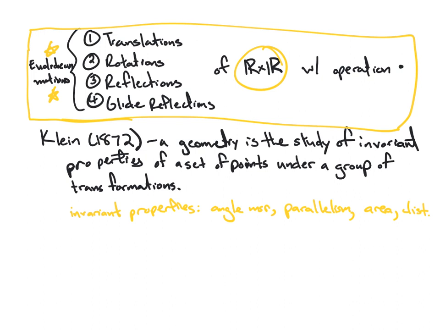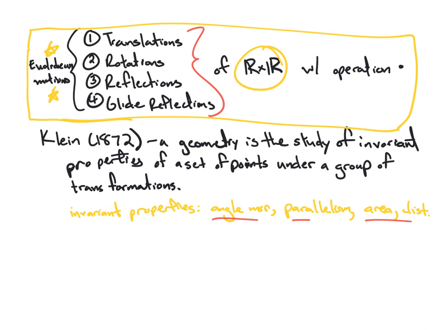And so Klein describes a geometry using this definition, that it's this set of invariant properties of a set of points under a group of transformations. So it's one reason why this set of Euclidean motions are so important, is because they can underpin Euclidean geometry. Furthermore, they can be a really helpful approach to teaching and understanding Euclidean geometry. So we can change the way we talk about things a little bit, okay?